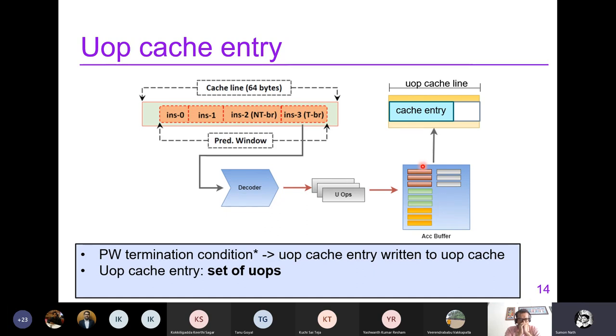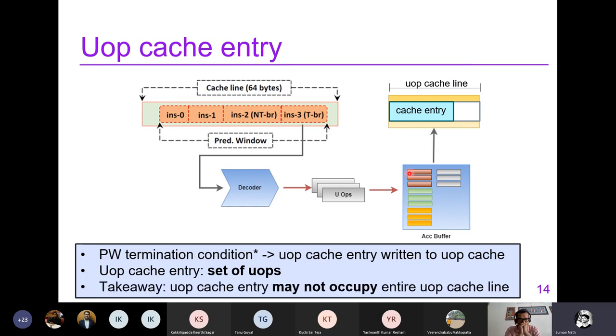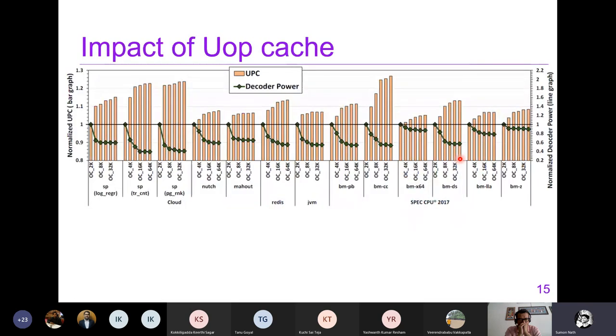And the entry is basically a set of micro ops corresponding to a set of instructions. And the key takeaway is that a micro op cache entry may not occupy the entire micro op cache line, right? So this was the basic introduction of micro ops and micro op cache. And yeah, so let's look into the impact.